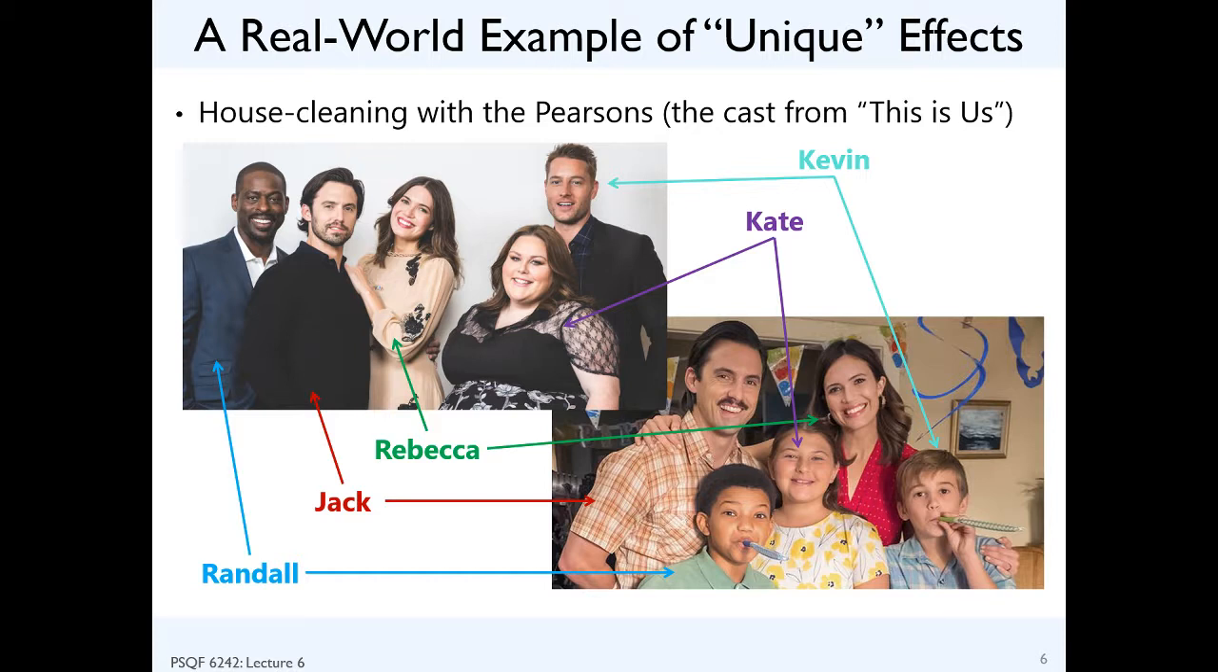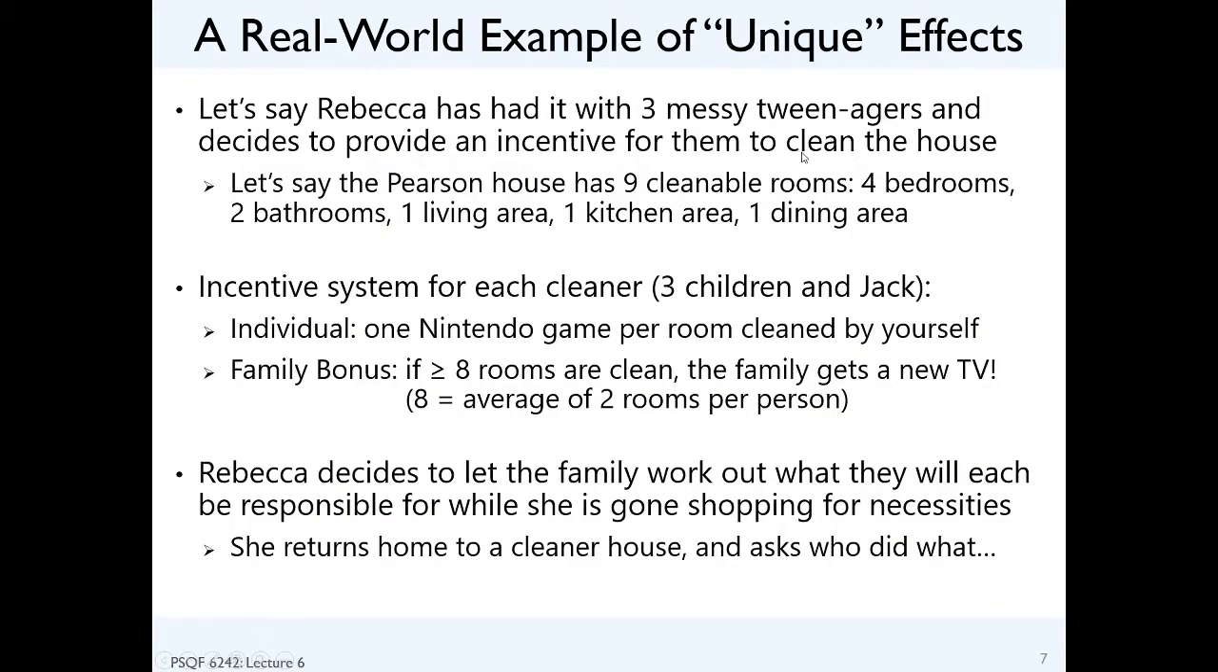So anyway, this is my example for unique effects in regression here. House cleaning with the Pearson family. So let's say that Rebecca, she's the perfect looking mom who is always perfectly made up and healthy and, you know, fit no matter what age she is. She's had it with her 3 messy teenagers, and she provides an incentive for them to clean the house. Let's say the Pearson house before it burned down had 9 rooms that were cleanable. 4 bedrooms, because each kid got their own bedroom once Kevin moved into the basement.